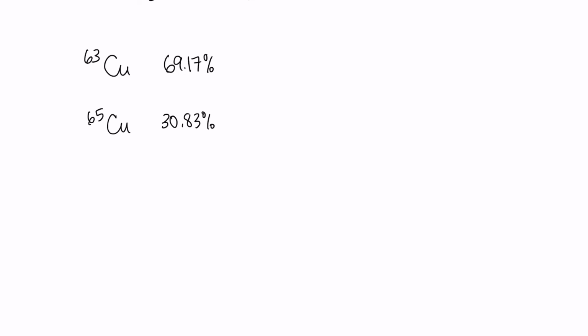And the mass of these, if we're going to be real precise, it's not exactly 63, it's 62.930. And this one is 64.928. So this is our mass, this is our percent abundance, and this is the isotope we're talking about. So what we're going to do here is figure out what is the average atomic mass for copper.